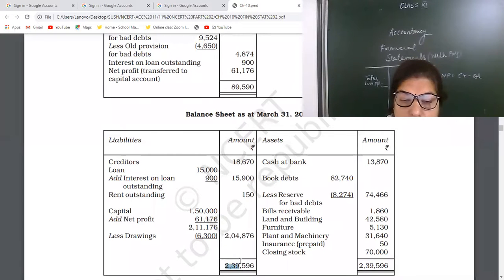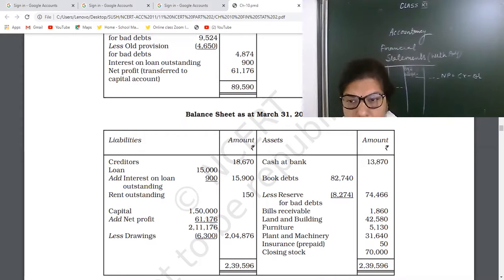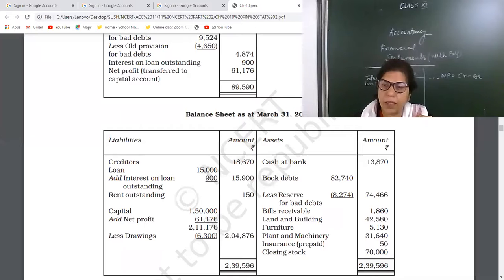Liability side's total is 2,39,596 and total of asset side is this. That should be matched. If the total is matched, you will be assured. You have assurance that all the process, all the accounts, all the systems are correct, like general ledger, trial balance, trading, P&L, and then balance sheet. As I told you, there is a process for making final accounts.